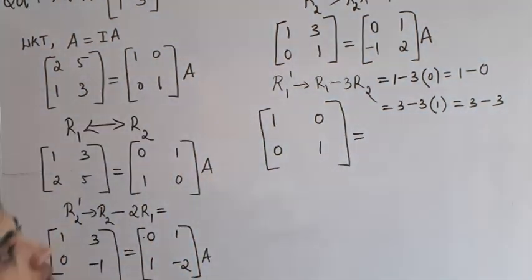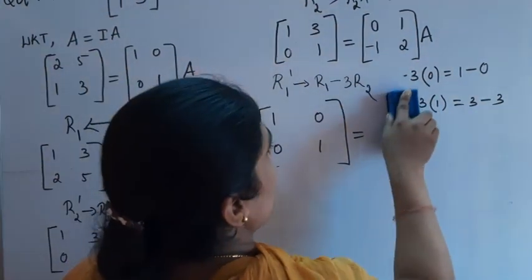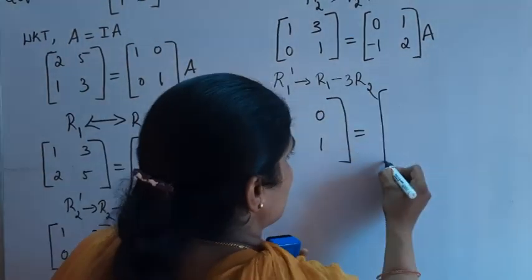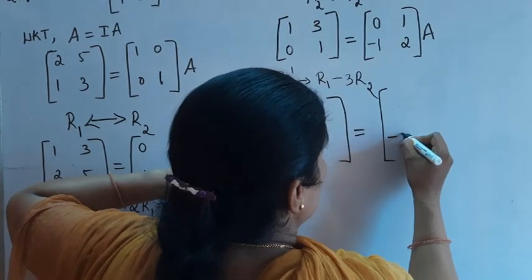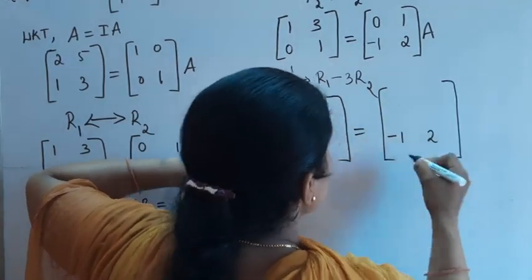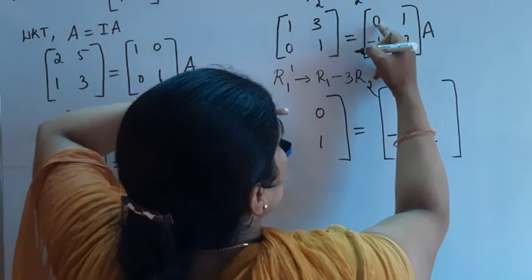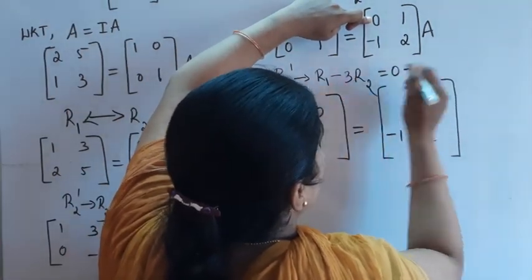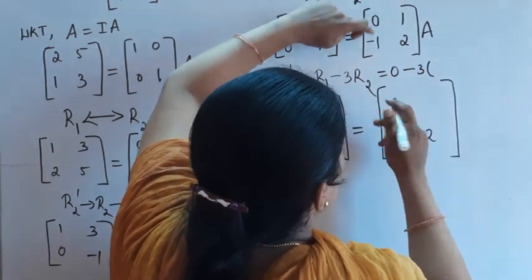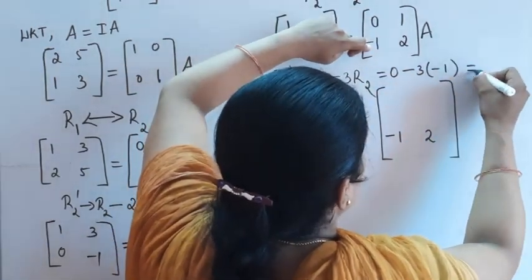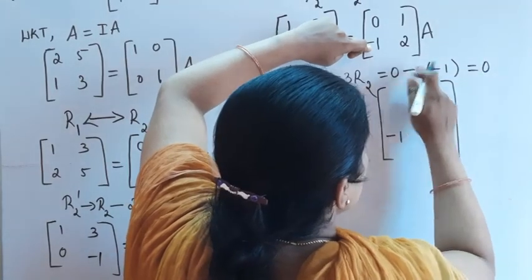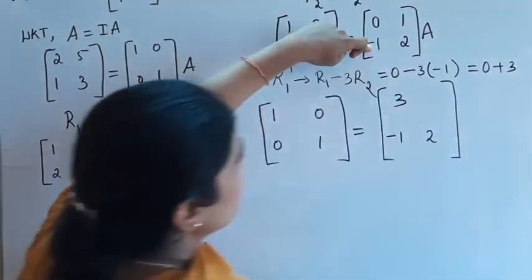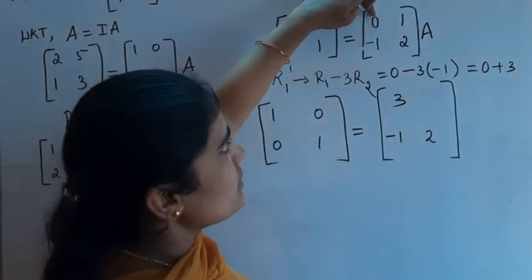So let us apply for the right side now. Same elementary operation. Here in the matrix, the second row is as it is, minus 1 2. Let us apply for the first row. See here, R1 is 0 minus 3 into R2. Corresponding R2 is minus 1. Here 0, minus into minus becomes plus, 3 ones are 3. What is 0 plus 3? We get 3. The first element is completed.